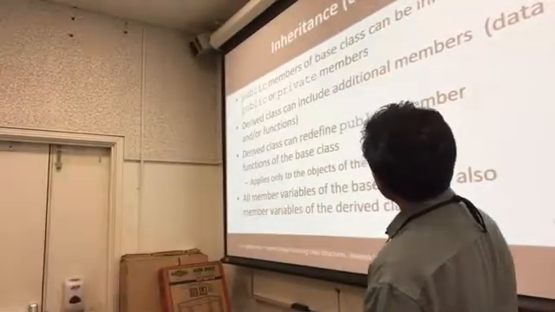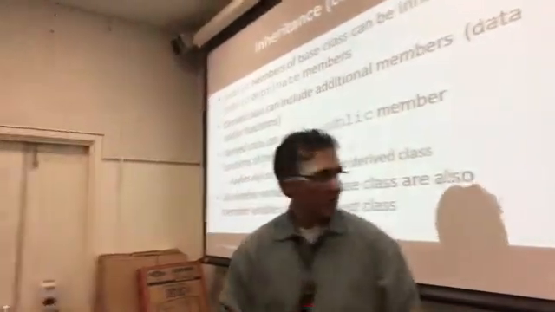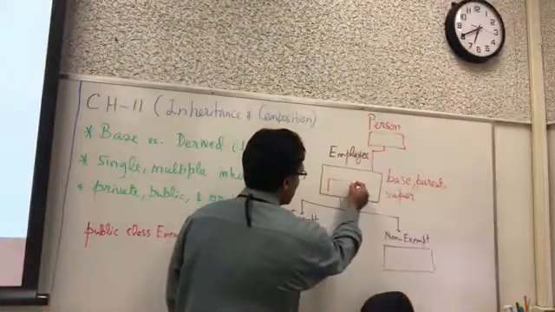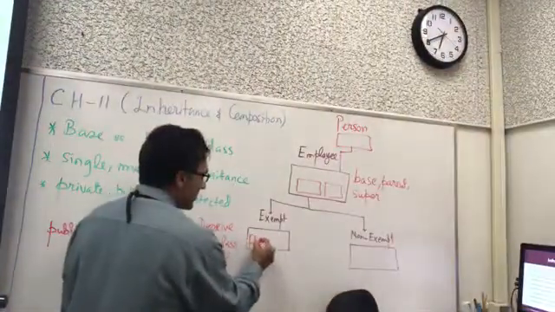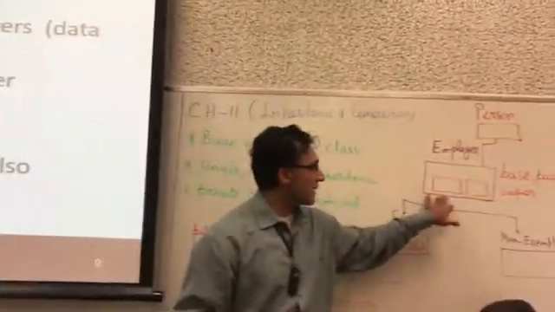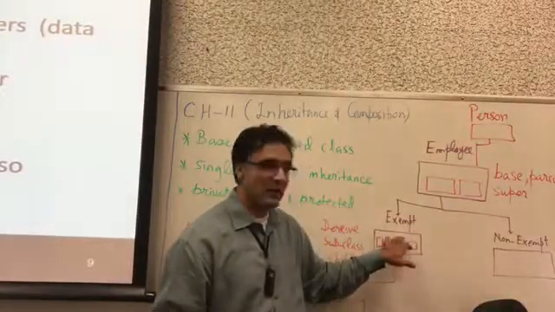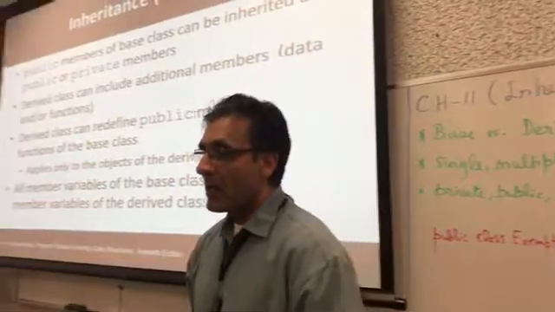Derived class can include additional members, of course. That's the whole idea. Let's say I have a few of these methods here, a couple of them here. I can add additional members here, additional methods here. If they're public, I can inherit these here. On top of that, I can add additional ones.